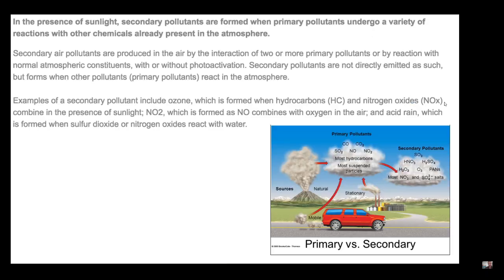If I can change slides. There we go. In the presence of sunlight, here's what I was talking about. This is why I got confused, but this slide should be before the last one.